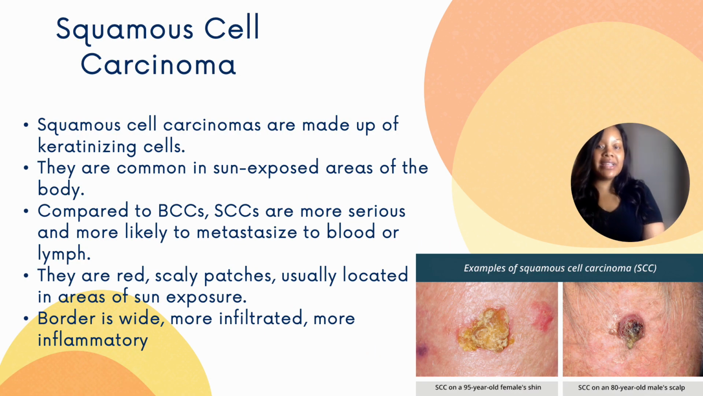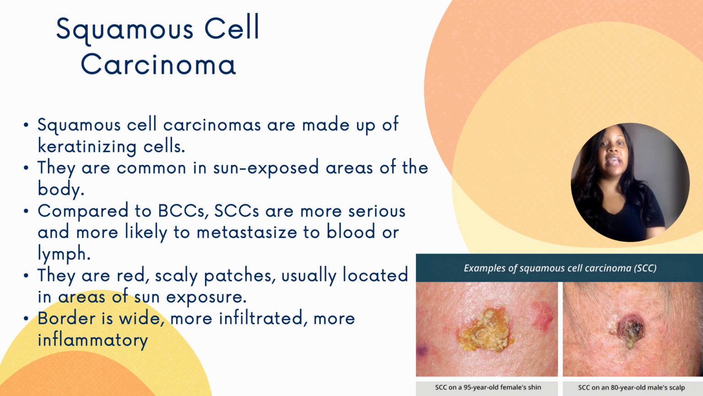All right, squamous cell carcinoma. This one is made up of your keratinizing cells. They are common in sun-exposed areas of the body. Compared to basal cell carcinoma, squamous cell carcinomas are more serious and are likely to metastasize to your blood and your lymph nodes. Okay? So with squamous cells, we will see metastasis.